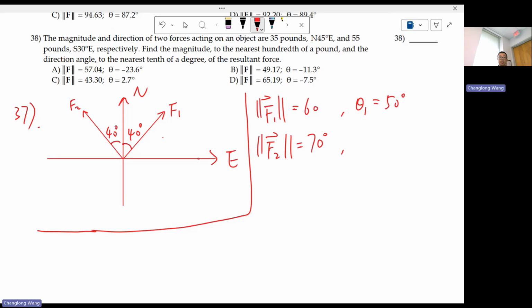Now you guys all see this angle, theta 1. Say it again.